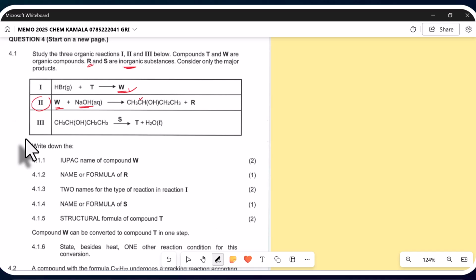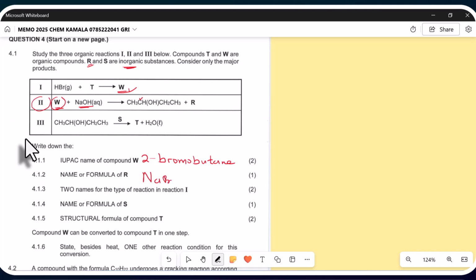Now the name or formula of S. Now this S here, the alcohol gives us T, but our T appears here. So T, by now, we know it is an alkene. So this alcohol gives an alkene by removing water, and so S must be a dehydrating agent. From our theory, it should be either sulfuric acid or phosphoric acid. So here you're going to say they use concentrated sulfuric acid, that is H2SO4, okay?